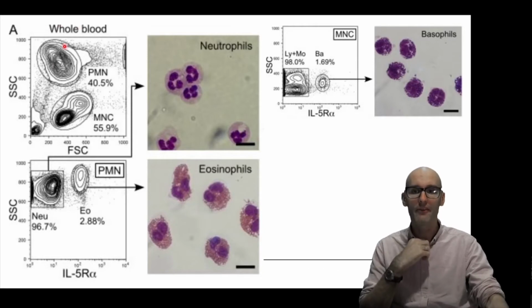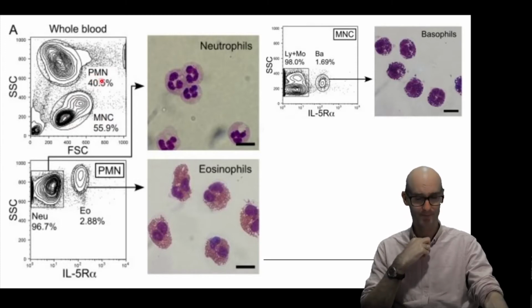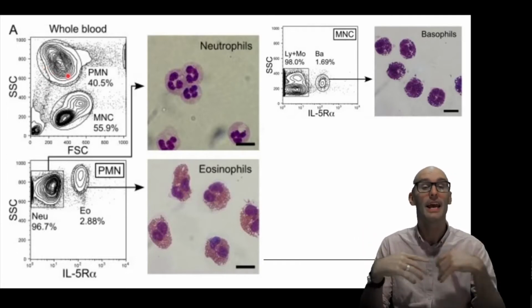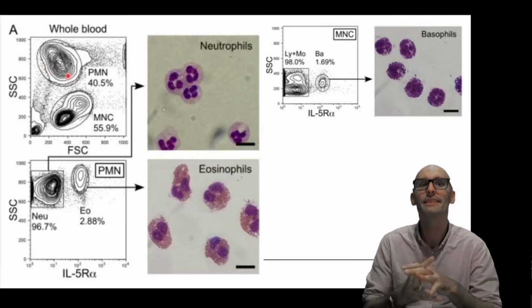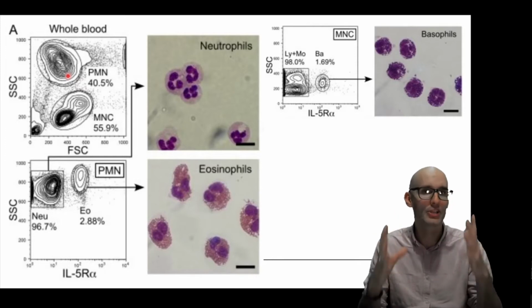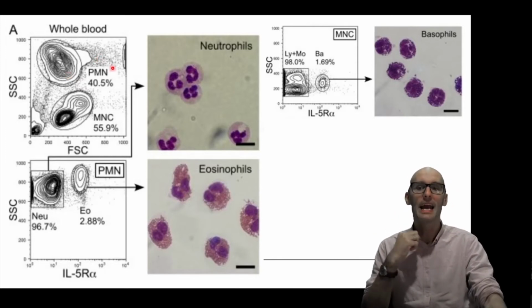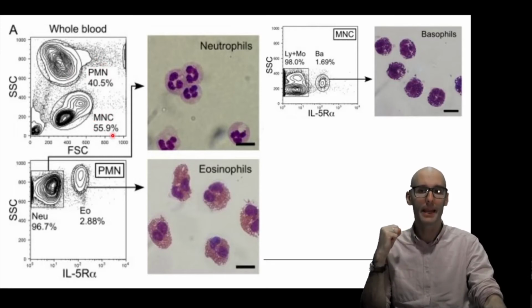So here we have whole blood, and we've got the mononuclear cells there and the polynuclear cells there, the granulocytes up here. And so we've got side scatter and forward scatter here. So we can see there are some cells here with a lot of side scatter. Now, side scatter typically means granulocyte because it's measuring the complexity of the cell. Now, we've got some gating here, and they've gated at PMN and MNC, right?